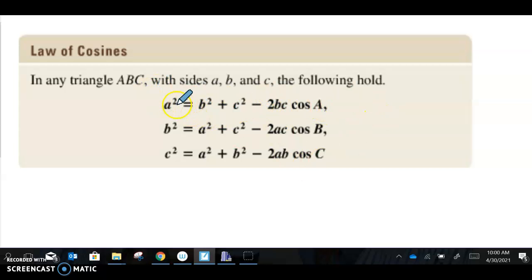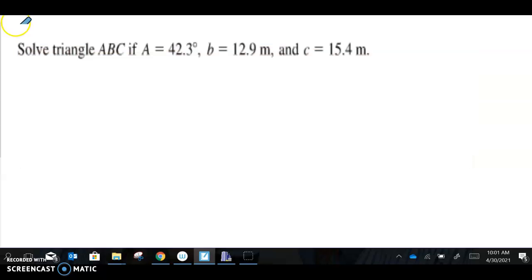Here's how I memorize it. All these letters drive me nuts. Whatever side I don't know squared is going to equal the other two sides squared added together minus twice those two sides times the cosine of the angle opposite the side I don't know. Whatever side I don't know squared, the other two sides squared minus twice those two sides times the cosine of this angle. Don't measure. Memorize the process, not the ABC-ness.